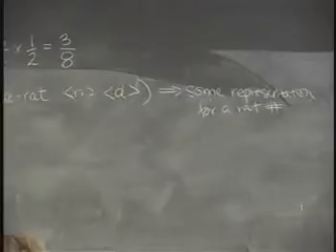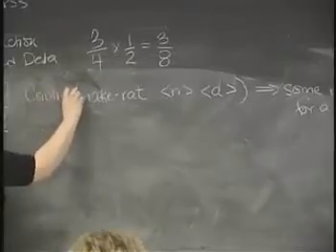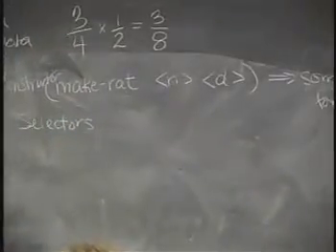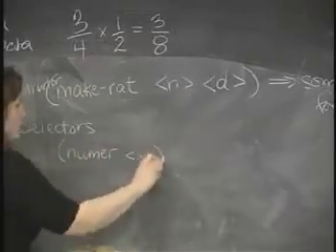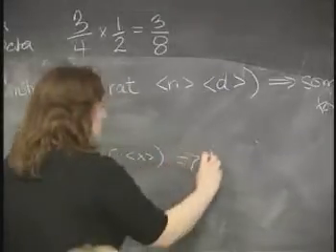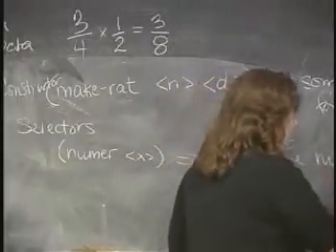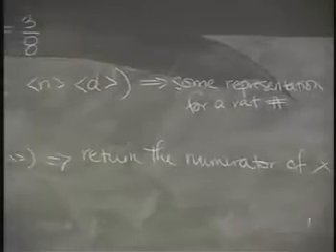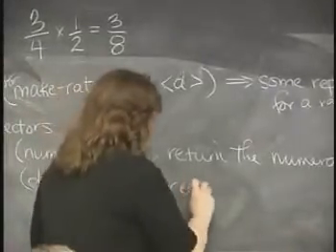Now, if we have this constructor, we're also going to need something called selectors. So this is the constructor. This is how we build it up. We need selectors, something to get the pieces out. In this case, we're going to have a selector called numer, which will return the numerator of x, assuming that x is a rational number built up by makeRat. And similarly, we'll have denom, which will return the denominator of x.